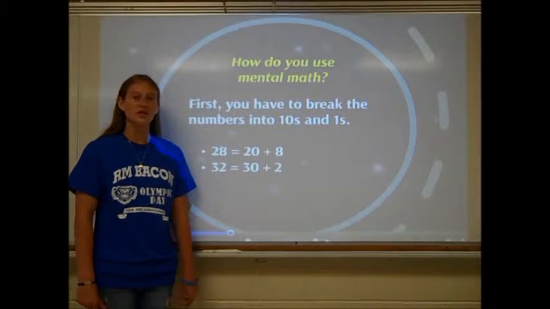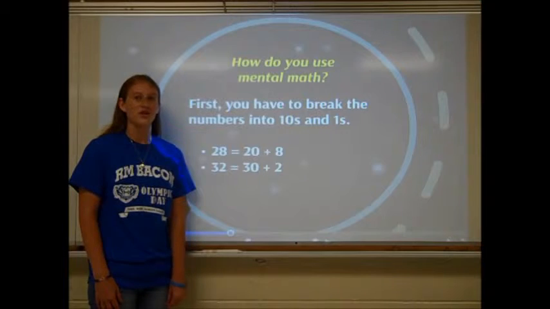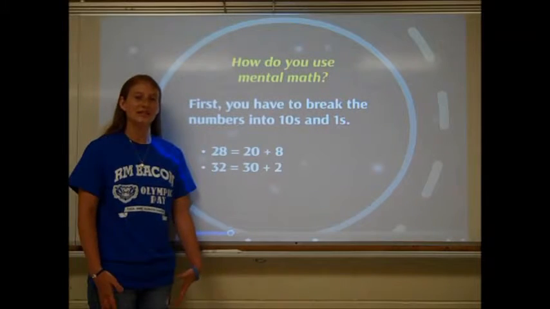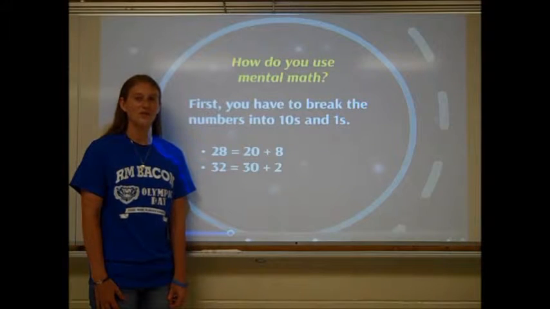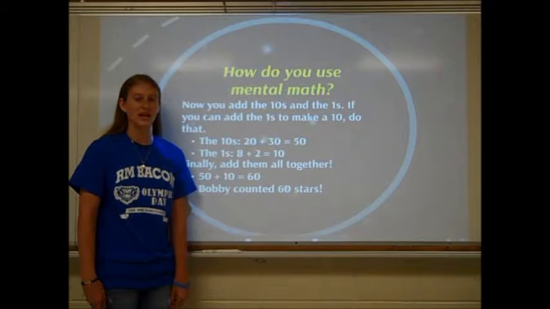The first thing you want to do is to break the numbers down into tens and ones. 32 equals 30 plus 2. 28 equals 20 plus 8. Now what you want to do is add the tens and the ones together. So 20 plus 30 equals 50. The ones, 8 plus 2 equals 10.